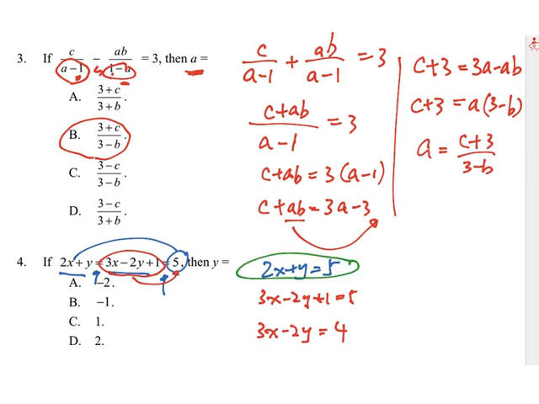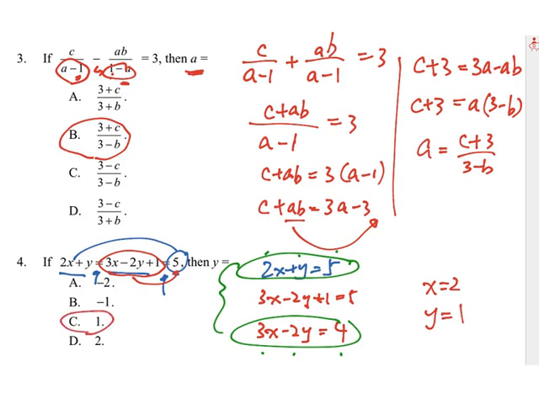So you can see the two equations with two unknowns. We do the simultaneous equation, input 6 numbers: 2, 1, 5, 3, negative 2, 4, program 2. So you can get the answer. X is 2, Y is 1. So the answer is C.